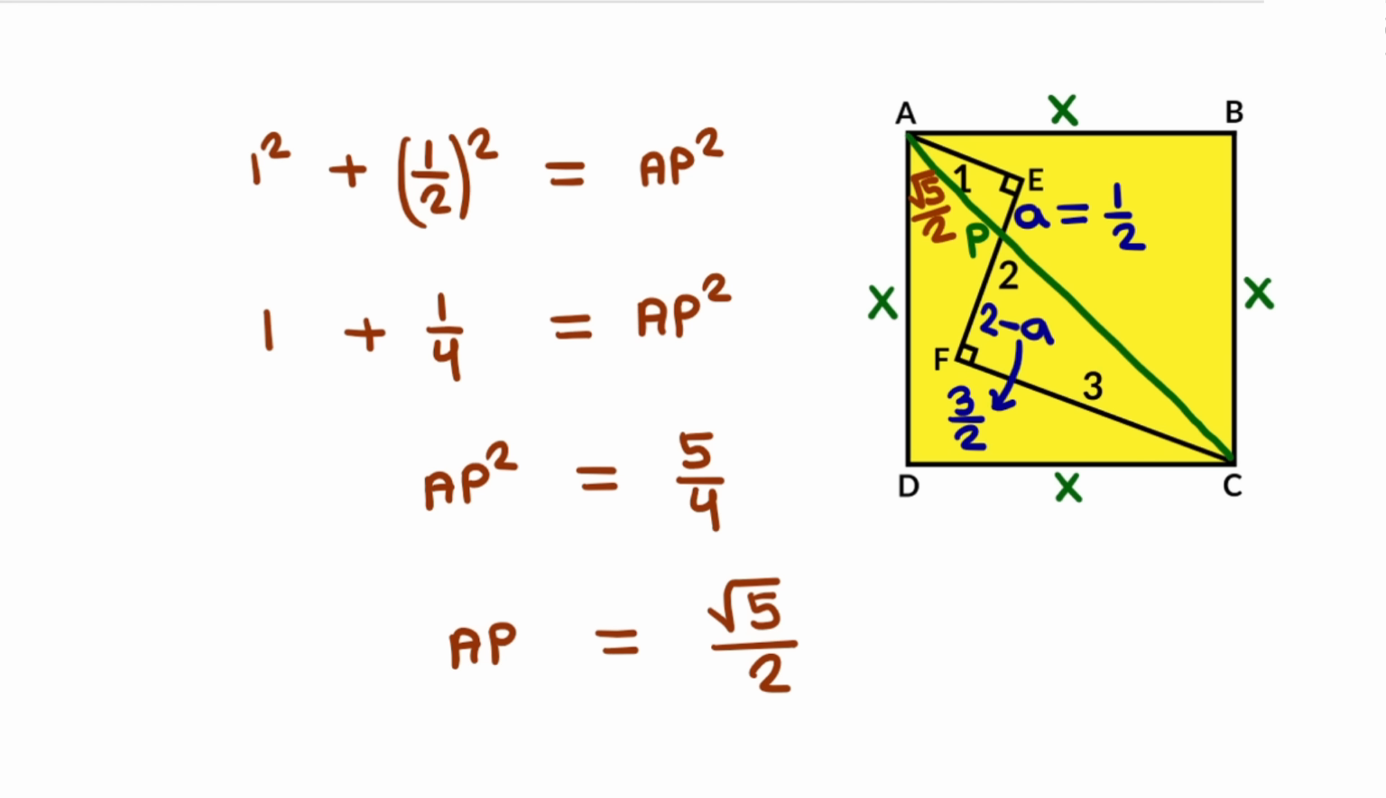Now let's look at the bottom triangle. Remember, CF is 3, while AE is only 1. So the bottom triangle is exactly 3 times the size of the top triangle. That means its hypotenuse, CP, is also 3 times AP. Therefore, CP equals 3 times the square root of 5 divided by 2.